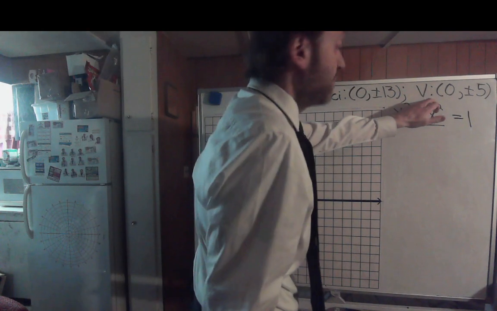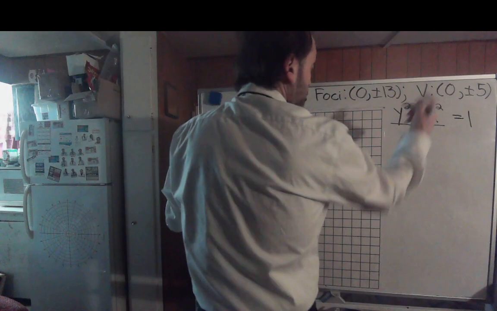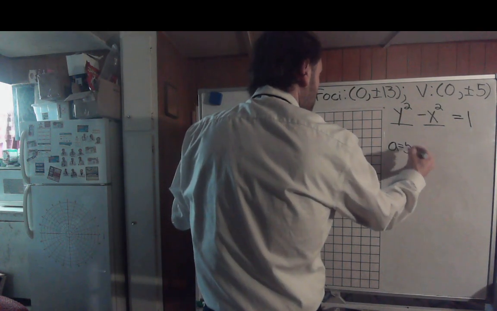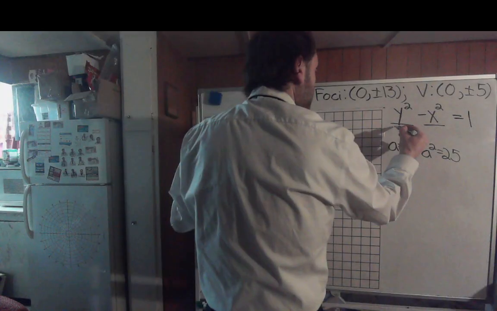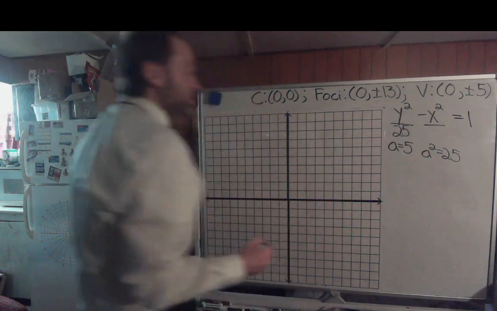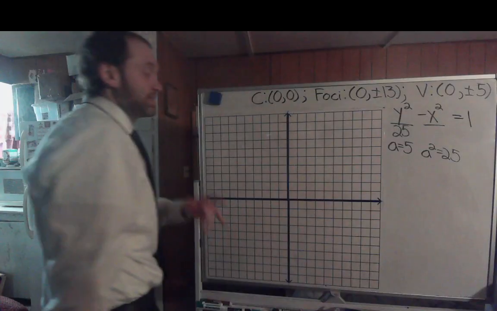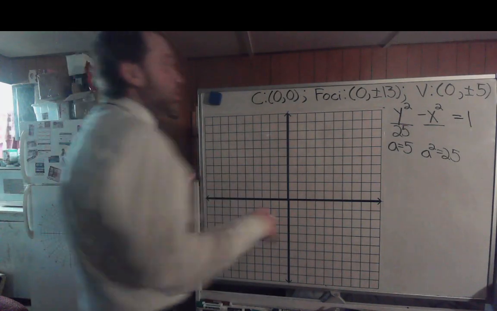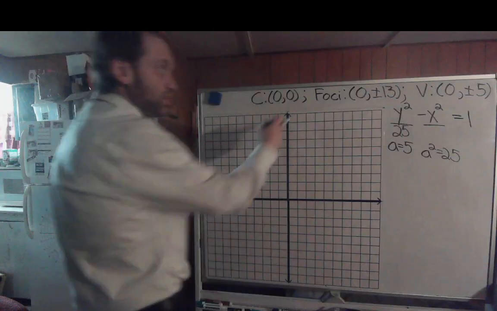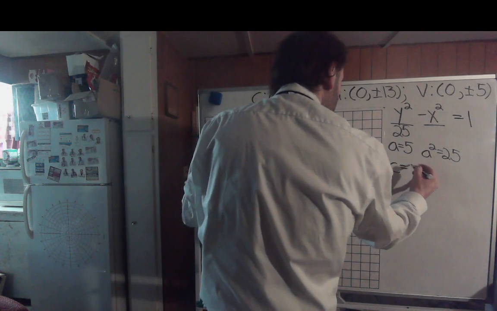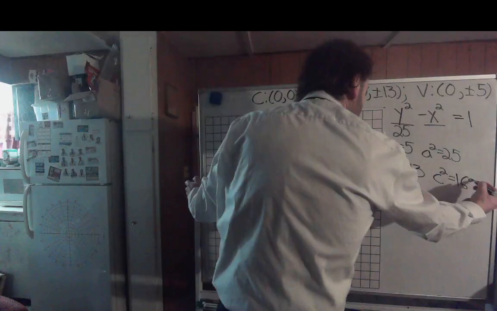Now, your vertices are based off the major length, right? So that means a equals 5, so a squared would equal 25. So you'll definitely have y squared over 25. That much is a given. Now, we don't know the length of the minor axis x. That's okay. What do we know? We know the foci are at 0, plus and minus 13. That's a 13 unit change from the center, right? So c equals 13. That means that c squared equals 169.